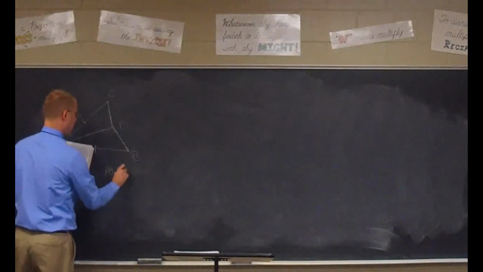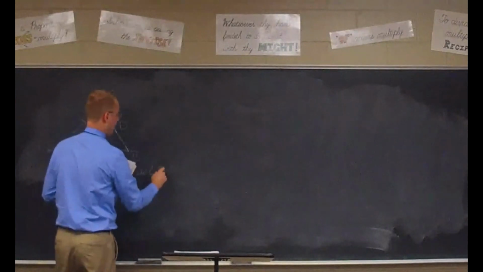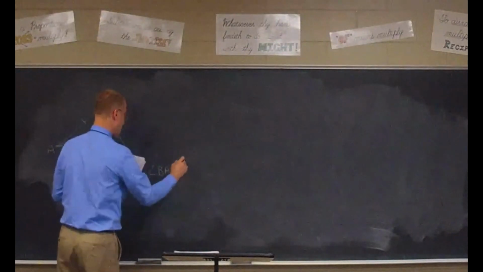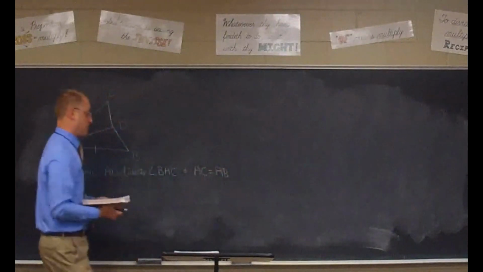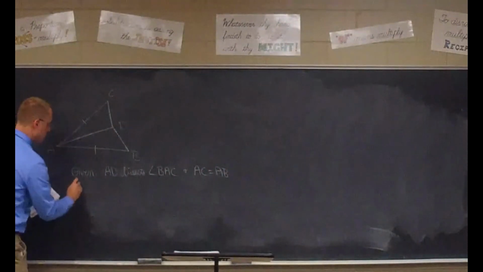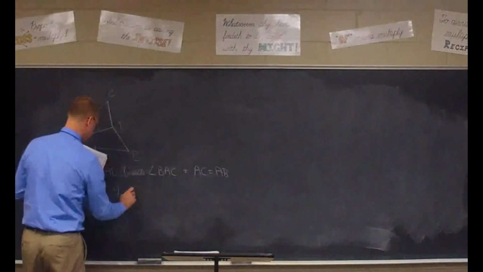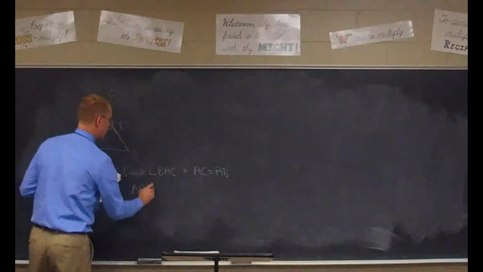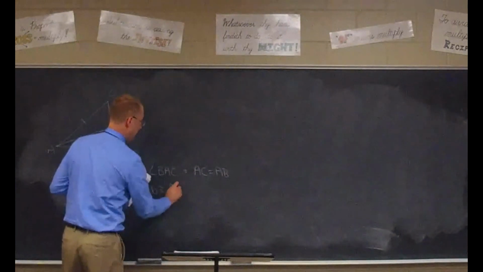Now they put their given up above the sketch, but you were given that AD bisects angle BAC, and you were given that AC equals AB. You were asked to prove two things. First of all, you were asked to prove that triangle ABD is congruent to triangle ACD.